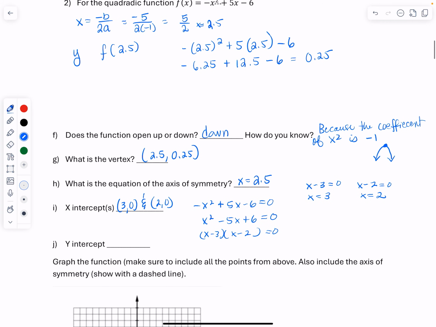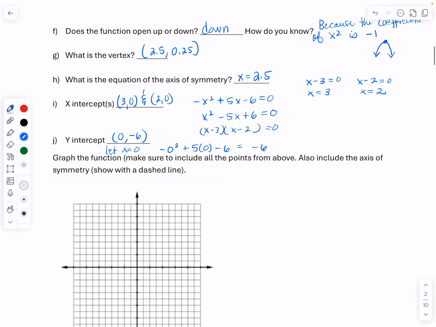My y-intercept, I'm going to let x equal 0 this time around and put it in the original equation. So I have negative 0 squared plus 5 times 0 minus 6. So this equals negative 6. So 0, negative 6.